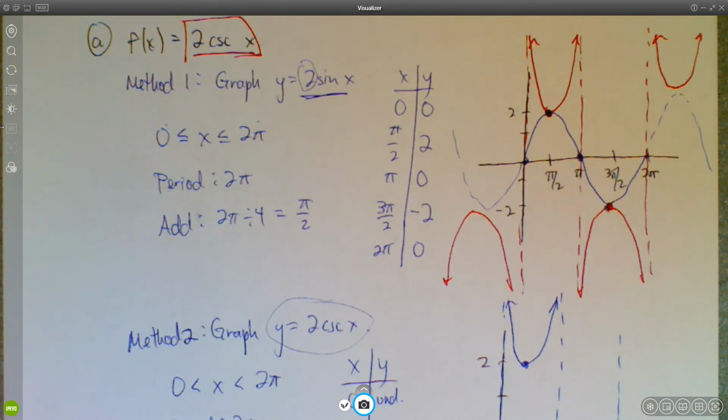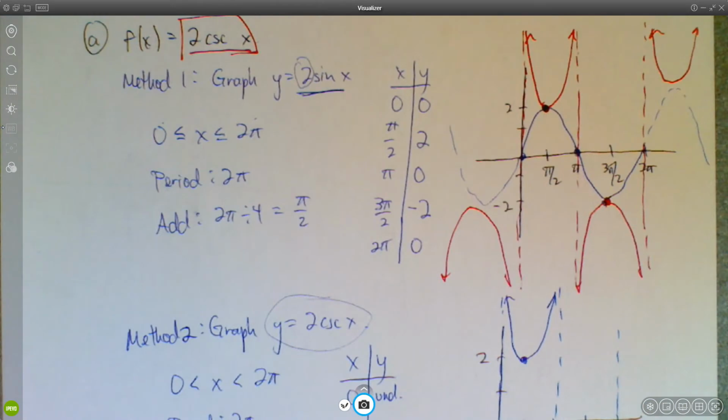But for the secant function, it's a little trickier. Okay, so for the secant function, I'm definitely going to stick with method 1. And so for the next 2 problems that I show you, I'm not going to work it out both ways. I'm just going to do method 1.